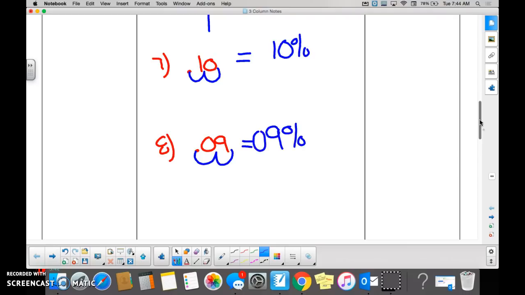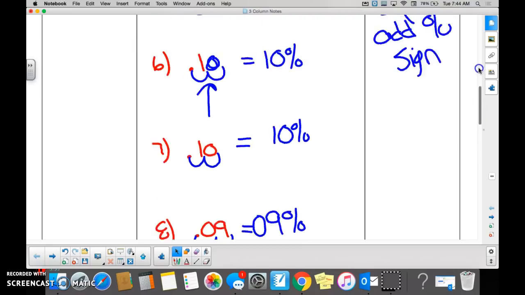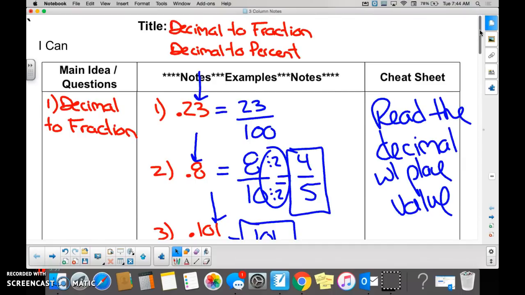You could actually write it with the 0 if you want, but you don't necessarily have to have the 0 there. So again, to go from a decimal to a percent, move the decimal point 2 places to the right and add a percent sign. And then up here, when we did decimal to fraction, you read the decimal using place value to get your fraction. Good luck.